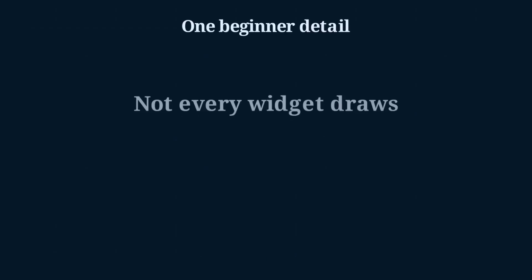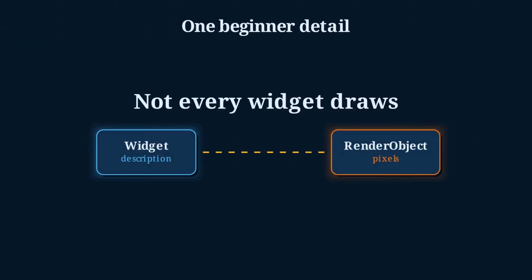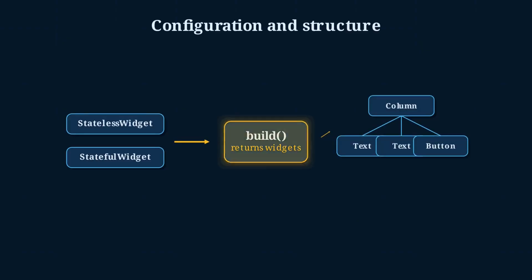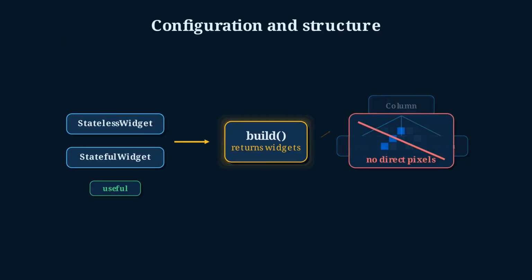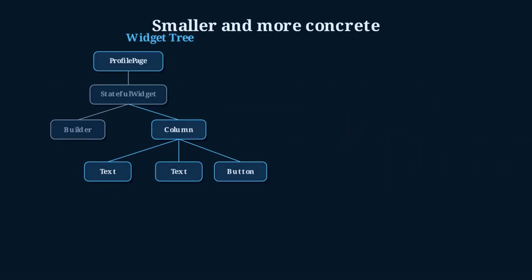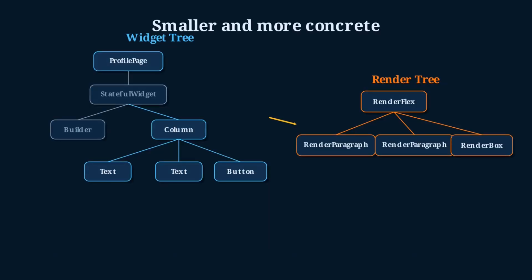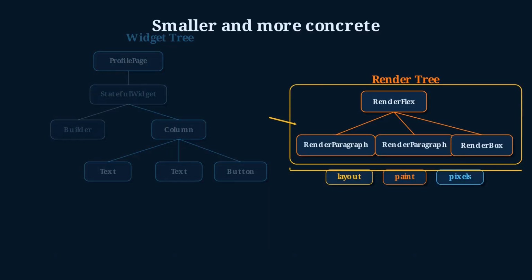Here is one detail many beginners miss. Not every widget creates a render object directly. Some widgets are only configuration or structure. For example, a stateless widget or stateful widget usually builds other widgets. They are useful, but they may not directly produce pixels by themselves. The render tree is usually smaller and more concrete than the widget tree. It focuses on things that need layout and painting. So now our mental model becomes clearer.